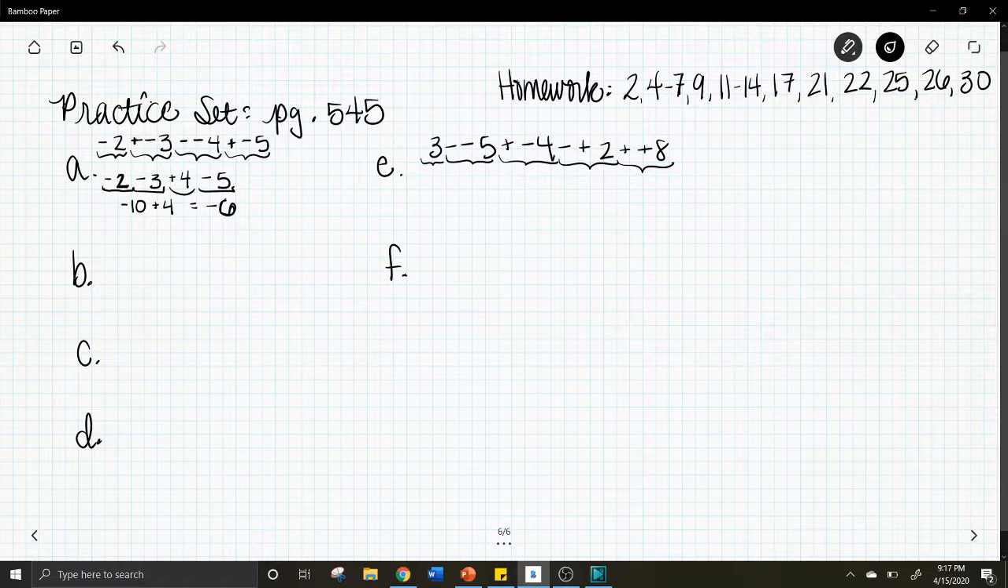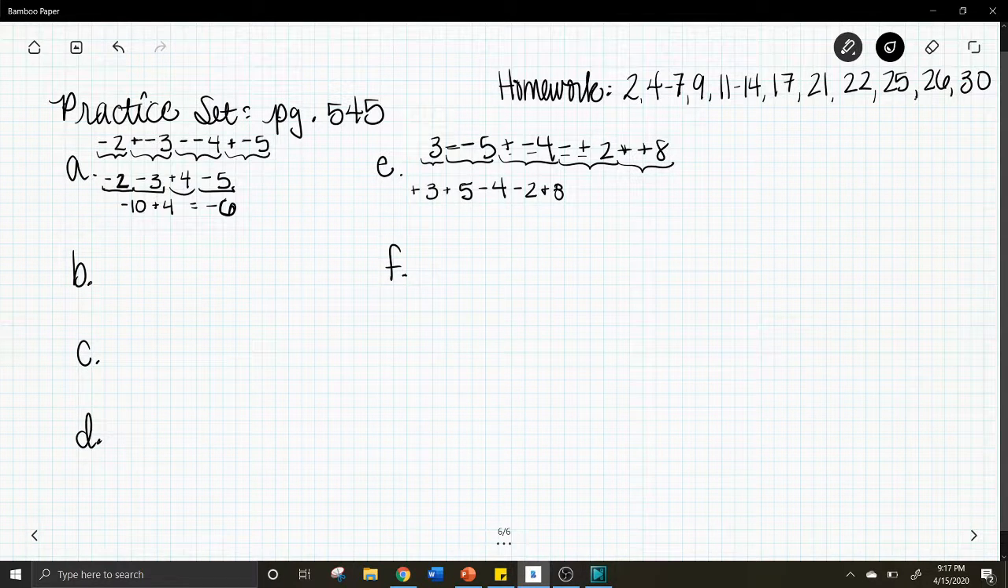So 3 has no sign in front of it, so we know it's positive. 5 has 2 of the same sign, so it's positive. 4 has 2 opposite signs, so it's negative. 2 has 2 opposite signs, so it's negative. And 8 has 2 positive signs, so it's positive.